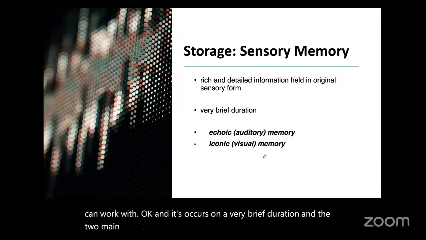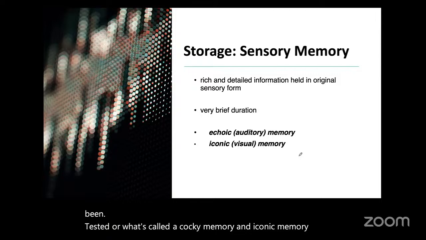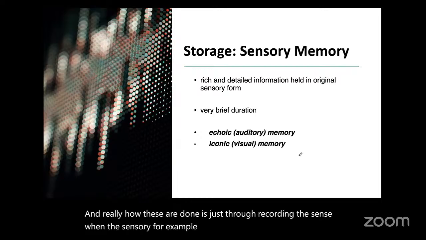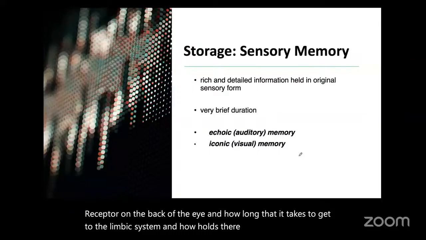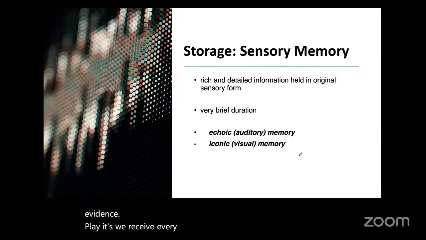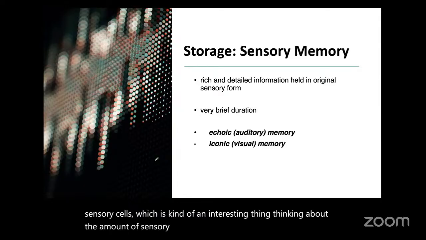The two main types of sensory memory systems that have been tested are what's called echoic memory and iconic memory, or auditory versus visual. How these are tested is through recording the sense, for example, when the light hits a receptor on the back of the eye, how long it takes to get to the limbic system, and how long it holds there at the same intensity from when it left the sensory nerve. Based upon that evidence, we receive every bit of sensory information from our sensory cells, which is an interesting thing, thinking about the amount of sensory information that that system is trying to deal with.